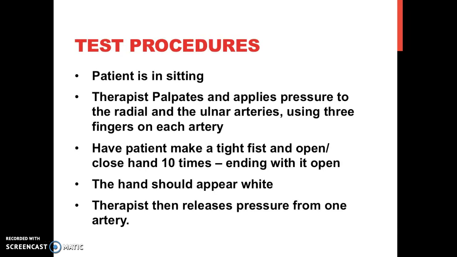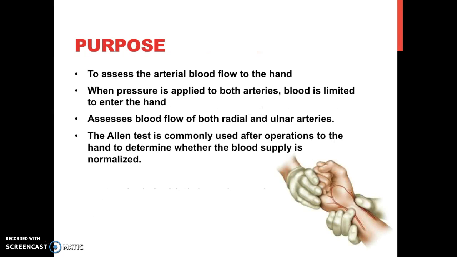The test procedures. The patient is sitting. The therapist will palpate and apply pressure to the radial and the ulnar arteries using a 3-finger grip on each artery. The patient is going to then make a tight fist, open and close the hand 10 times, and you want to end with the hand open. It's okay if the hand does appear white. That is very normal since we are blocking off the blood flow to the hand. The therapist will then release the pressure from one artery, allowing the blood to flow back in.